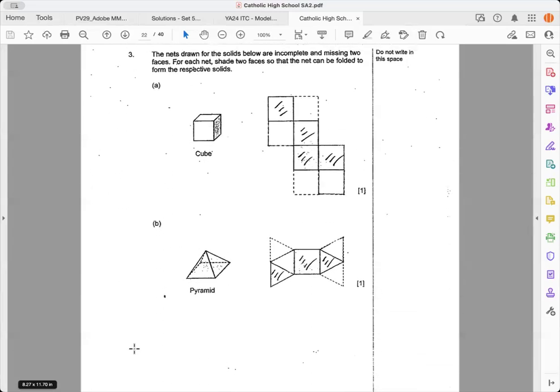The nets drawn for the solids below are incomplete and missing 2 faces. For each net, shade 2 faces so that the net can be folded to form the respective solids. For part A, there are 3 possible answers. Okay, let me show you. The first answer is you can shade this and this. That's the first answer.